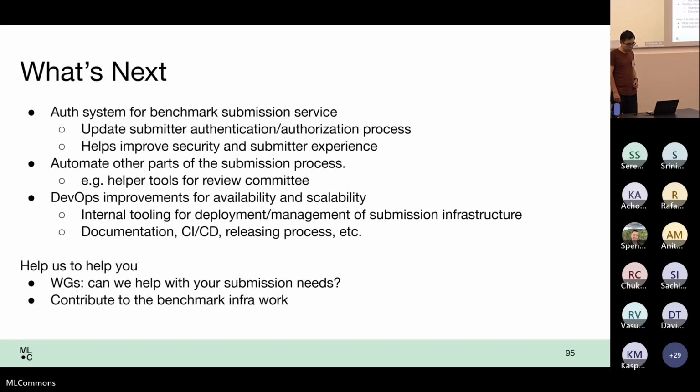If you are interested in our work, you are welcome to contact me to join our working group. And if there are any future requests from other working groups, please send them to me as well. Thank you.